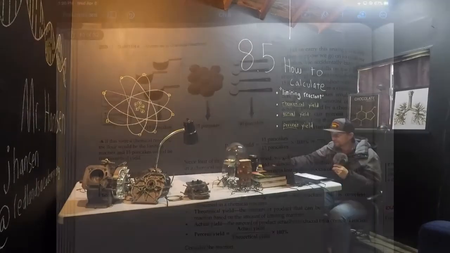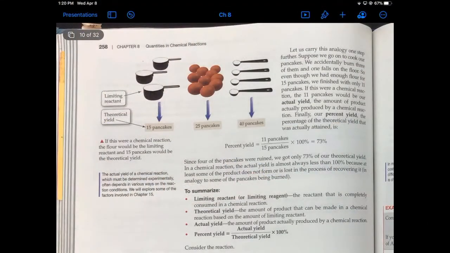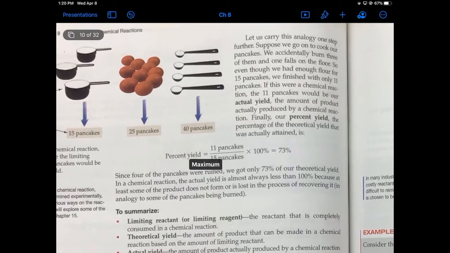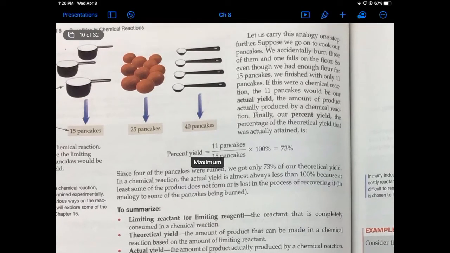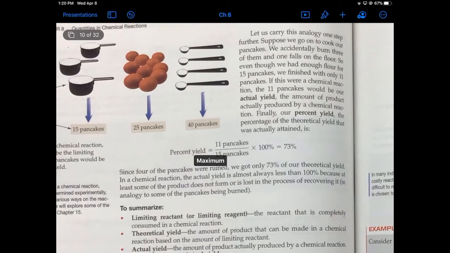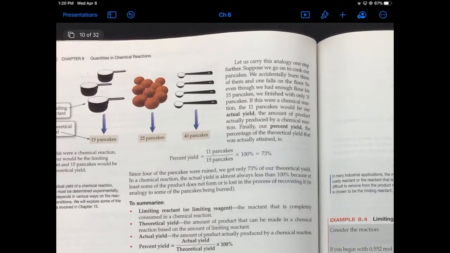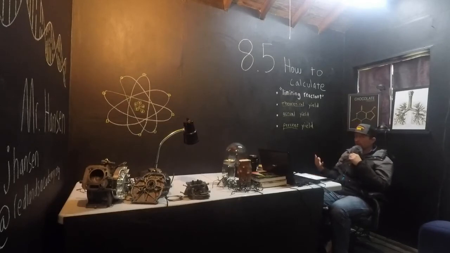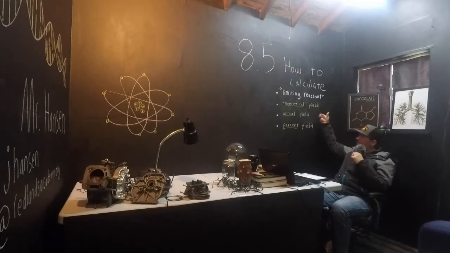Well, in this case here, Gordon Ramsay wouldn't be so happy. He'd say, well, you made 11 pancakes and you were supposed to make 15. That's only 73%. You guys know how to calculate that, right? A percent yield is just simply how well you did over how well you should have done. Or in other words, what did you actually get over what you theoretically should have got? So you actually got 11 when you theoretically should have got 15, and so 11 over 15 is essentially 73%.